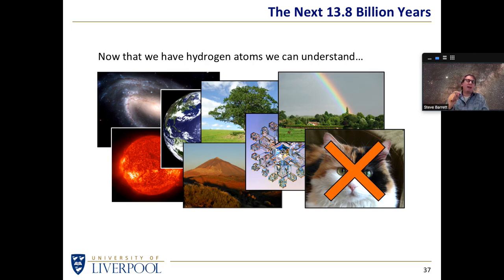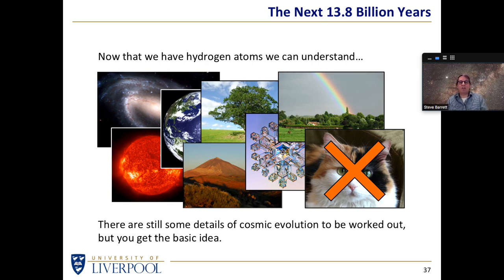Okay, perhaps not cats, because I don't think anybody really understands cats, but if we start with a shed load of hydrogen, then we can start to understand how that hydrogen can form stars, how stars ignite, how stars form galaxies, and everything that comes after that.